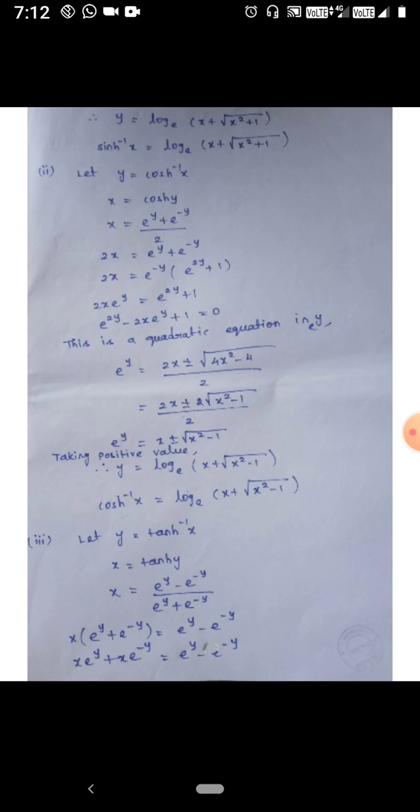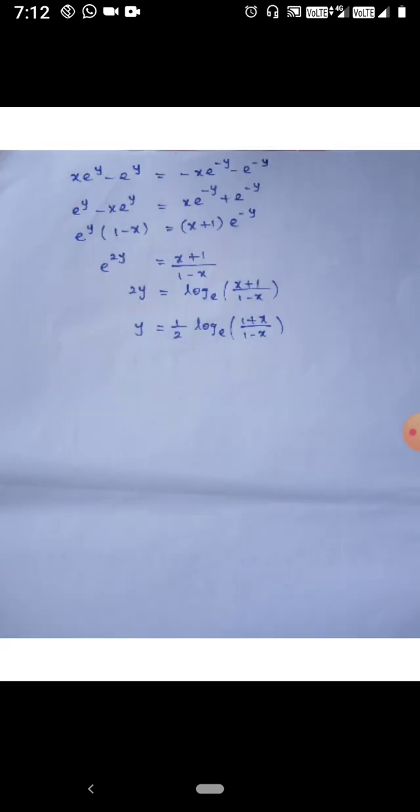In order to prove the third result, let y be tanh inverse of x. Taking the tanh inverse to the left hand side, we get x equal to tanh y. Replacing tanh y, the hyperbolic function, with exponential functions, we get x equals e power y minus e power minus y by e power y plus e power minus y. We take the denominator to the left hand side and resolve this by considering e power y on one side of the equation and e power minus y on the other side. Finally we simplify this.